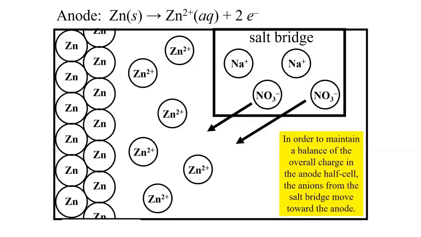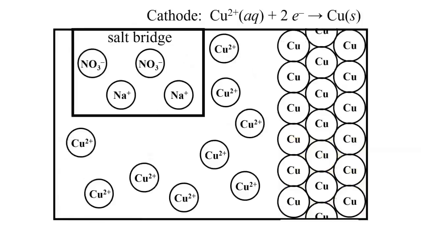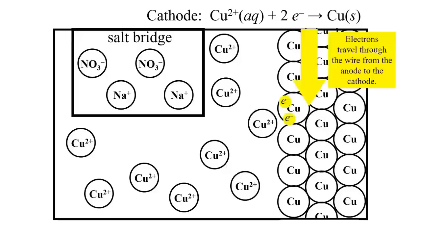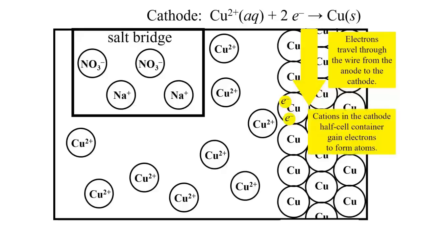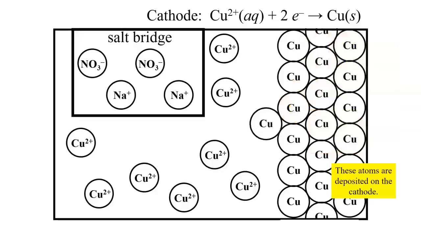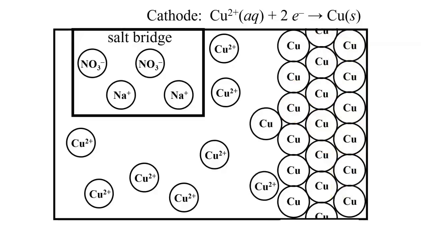Now let's take a look at a zoomed in view of the cathode half cell container. So here we see a copper 2+ ion moving toward the solid copper cathode. Remember that electrons travel through the wire from the anode to the cathode. So the cations in the cathode half cell container gain electrons to form atoms, and these atoms are deposited on the cathode. So here's another example of a copper 2+ ion gaining electrons to form a copper atom.